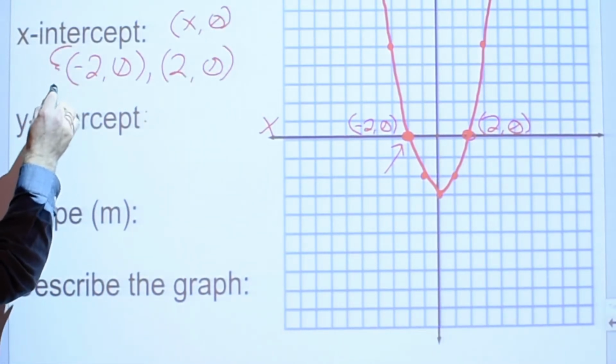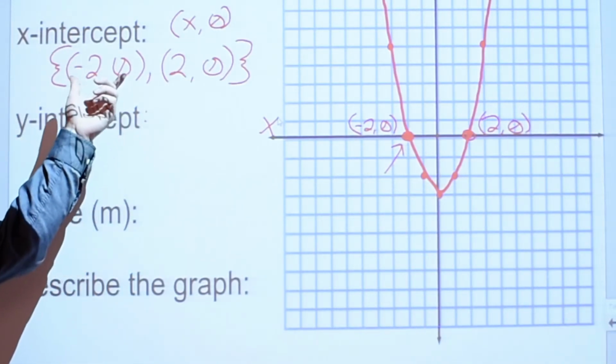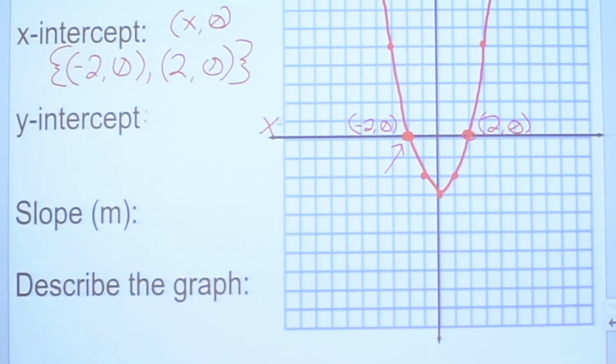If you want to, you can throw this in set notation because you have 2 answers there. That's perfectly fine. Or you can just say the x-intercepts are -2 and 2. However, knowing that it's an ordered pair because it's on an x, y grid, we'd like to see the ordered pairs. Let's go over to the y-intercept.